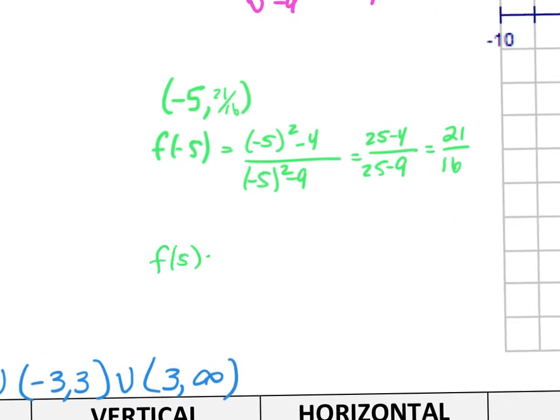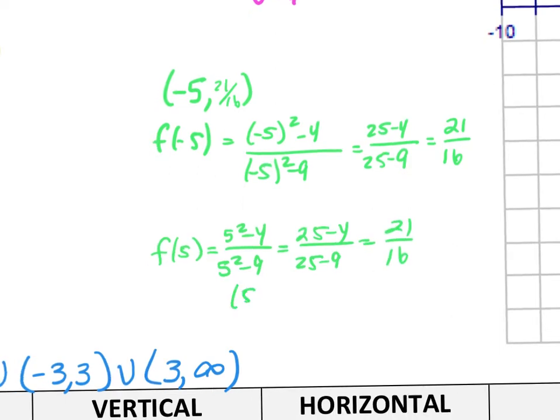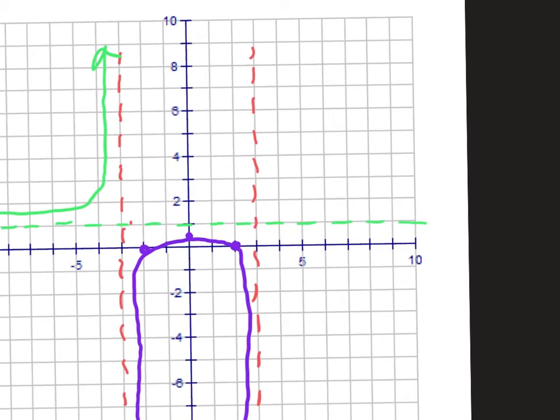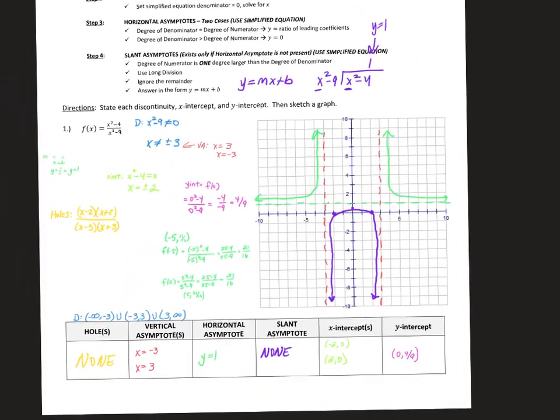So let's do +5. Someone here said let's do +5. Good thinking though. So I have 5 squared minus 4 over 5 squared minus 9. 25 minus 4, 25 minus 9. 21 over 16 again. So when I plug in 5, I get 21 over 16. When I come over here and go to 5, is that above or below your asymptote? It's above. So I'm just going to draw the general area. I need you to stay close to the asymptotes for me. My graph looks something like this.